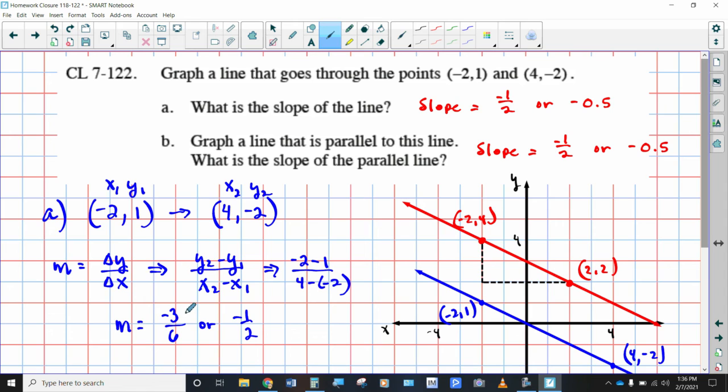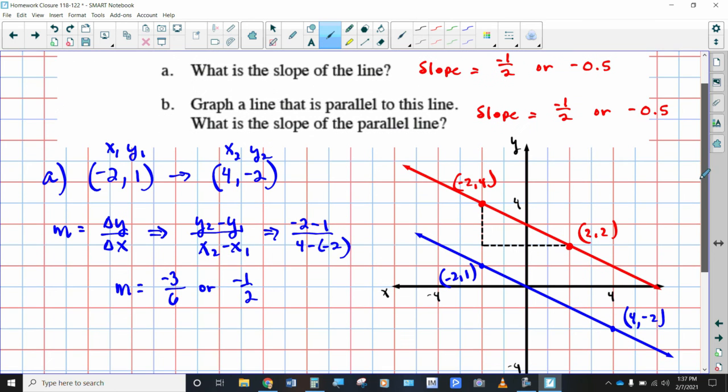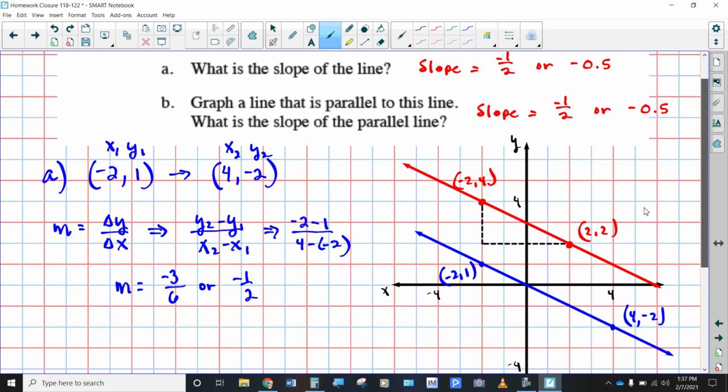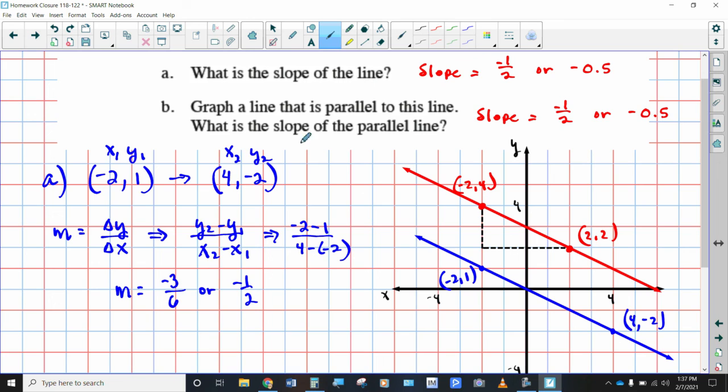All right, the last problem. Graph a line that goes through points (-2, 1) and (4, -2). So that's the line that is in blue right here. We do the graph, just counting by ones on the X and the Y axis. Your (-2, 1) is located here. Your (4, -2) is located here.